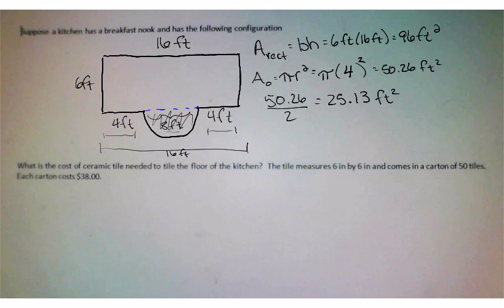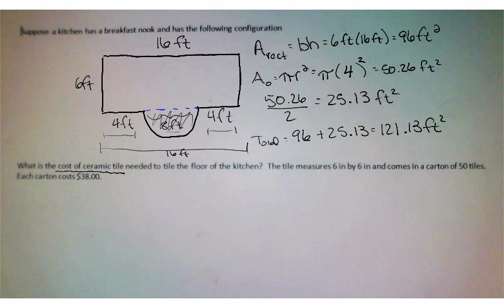All right, well, we need the total area. So total area is going to come from taking the area of the rectangle plus the area of the semicircle, and we get 121.13 square feet. Now we know the total space we need to cover. Remember what we were being asked to find, the cost of the ceramic tile.